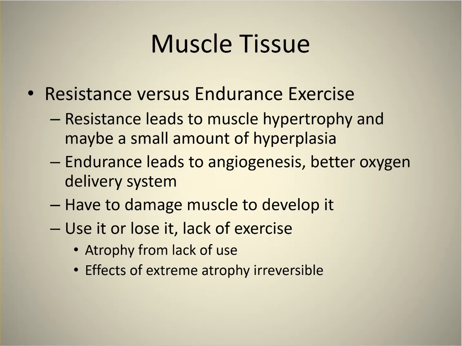Okay, slide 44, we can talk about resistance versus endurance exercise or cardiovascular exercise. Resistance leads to muscle hypertrophy and maybe a little bit of hyperplasia, but not much. Hyperplasia is making new cells, and we don't really make very many new cells. If you go to the gym and you pump up, you make larger cells. Endurance leads to angiogenesis, which is cardio. Angiogenesis means blood vessel formation. You have a better oxygen delivery system.